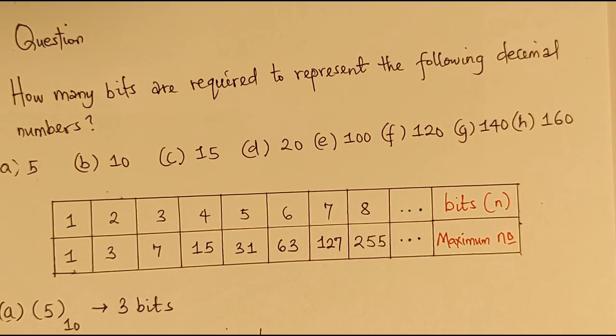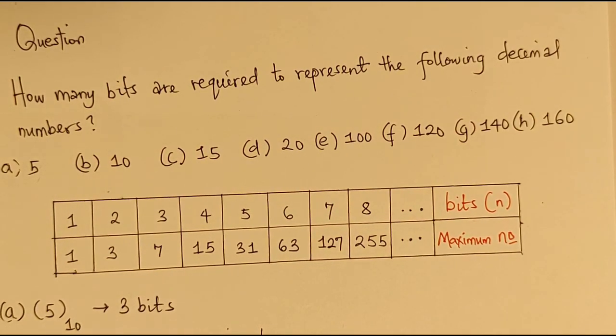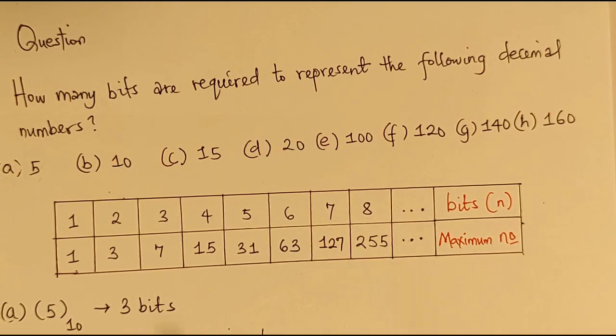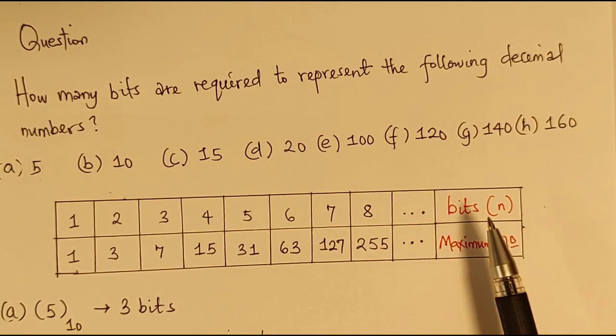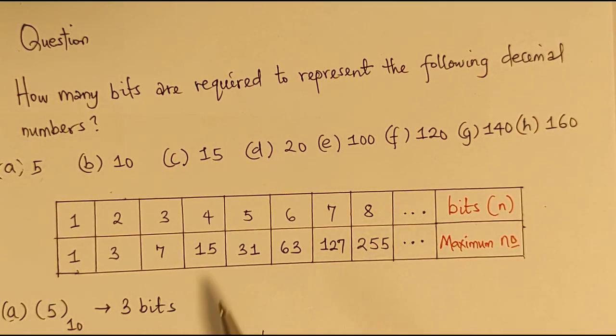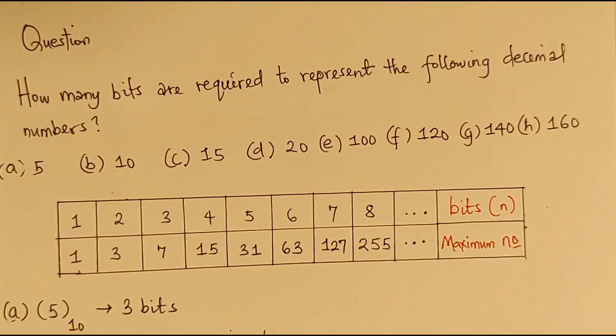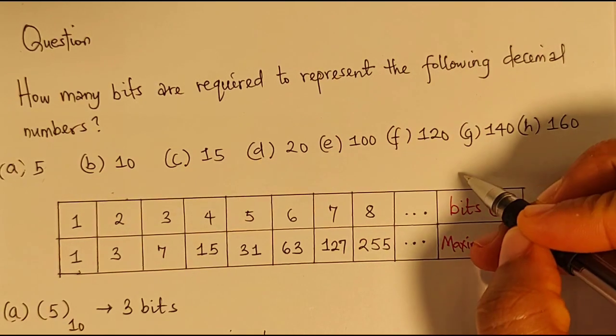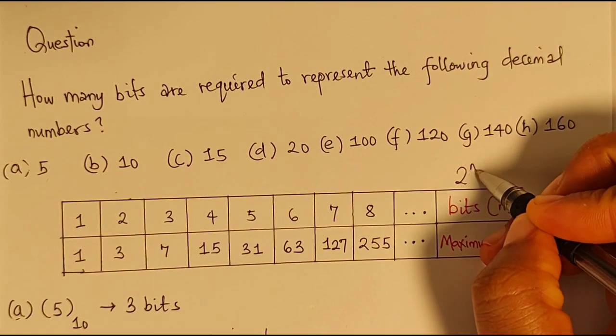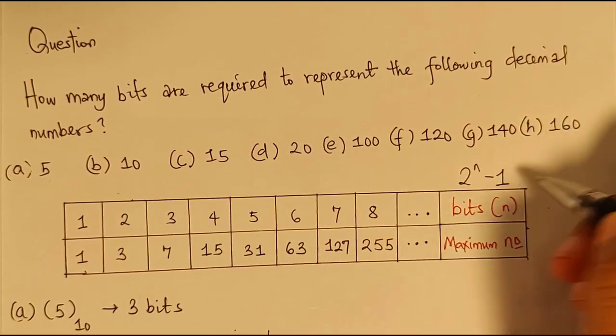So let's start with the first method. For the first method, all we need to do is to draw out a table. Even if you are in the exam hall, it's pretty easy to do that in a few seconds. When we do that, we are going to have the bits, and the bits run from 1, 2, 3, 4, 5, 6, 7, 8, and so on. Now, how do we know the maximum number from the bits? All we need to do is to go with this formula, 2^n minus 1.